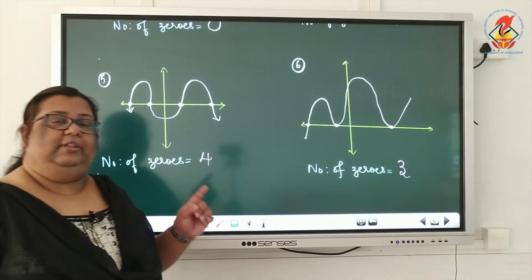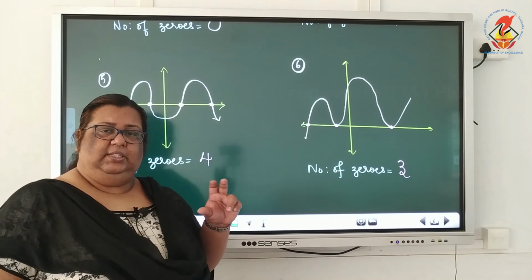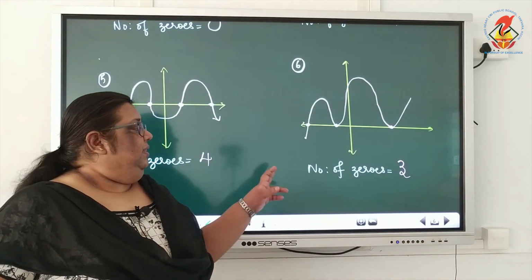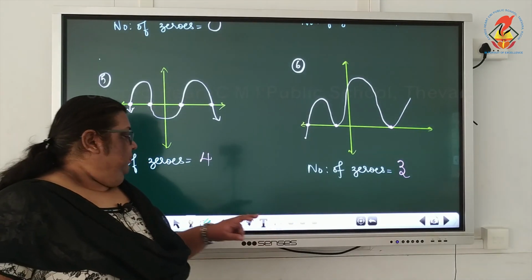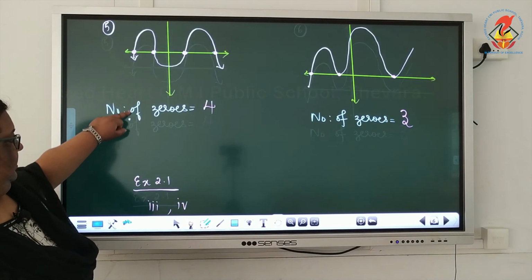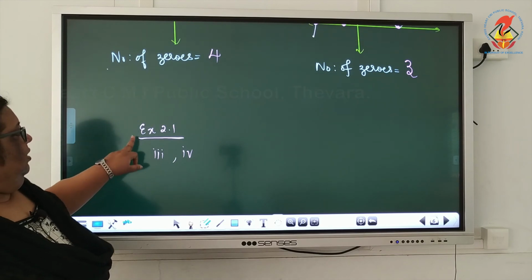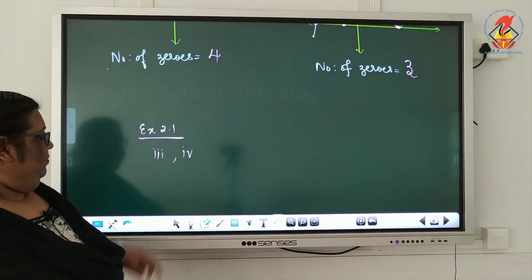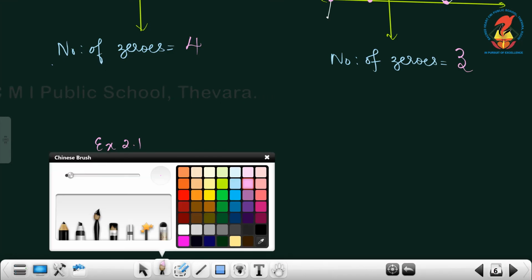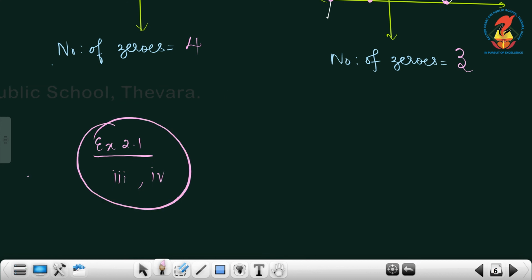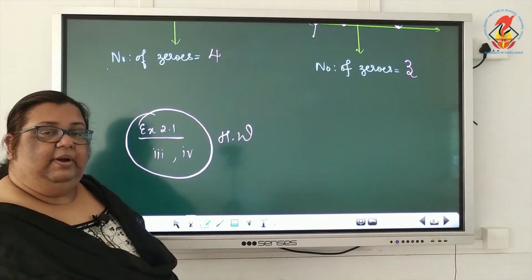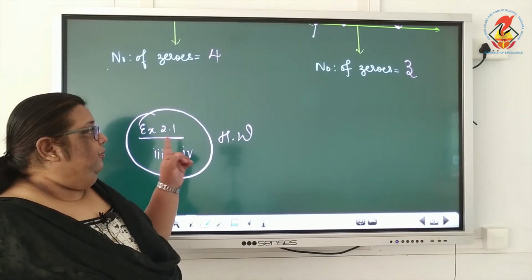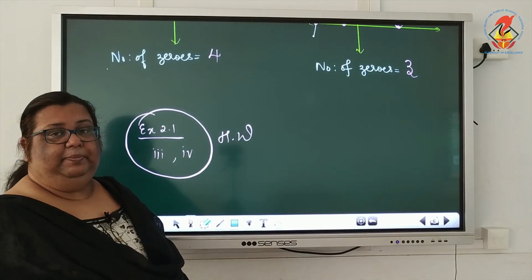You have to draw the graphs, small pictures, in your notebook, and then you can write the number of zeros next to that. In that exercise, subdivision 3 and subdivision 4, we didn't do it here. So, this will be homework for you. Exercise 2.1 has 6 problems, we did 4, and 2 problems will be homework.